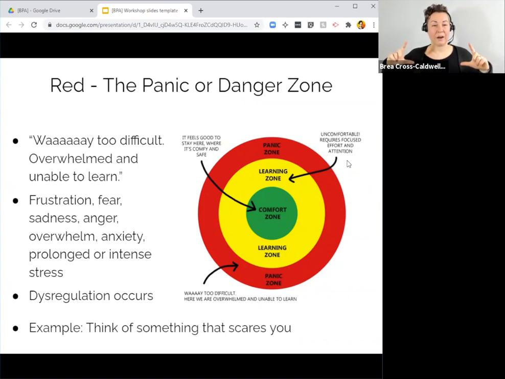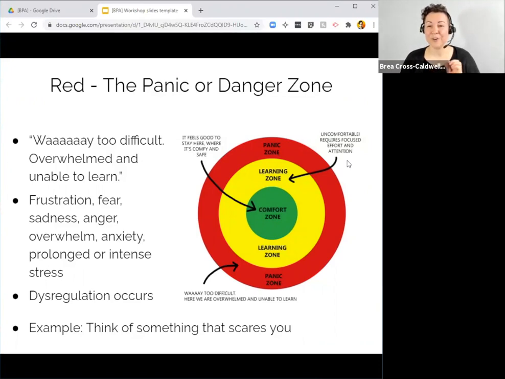This is where whatever it is we're doing, it's way too difficult. We're overwhelmed and we're unable to learn. You might feel frustration, fear, sadness, anger, overwhelm, anxiety, prolonged or intense stress. Any of those things can put us into our panic zone. And this is where dysregulation occurs. And I'm going to define that in a minute, but this is where it happens, out in the panic zone.